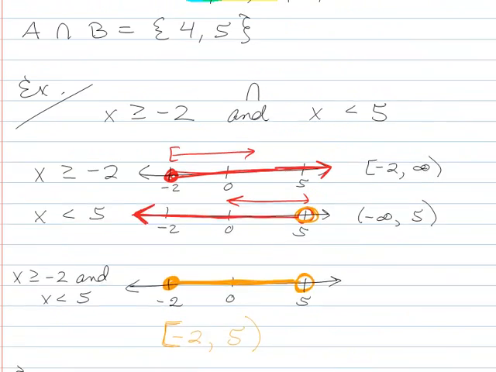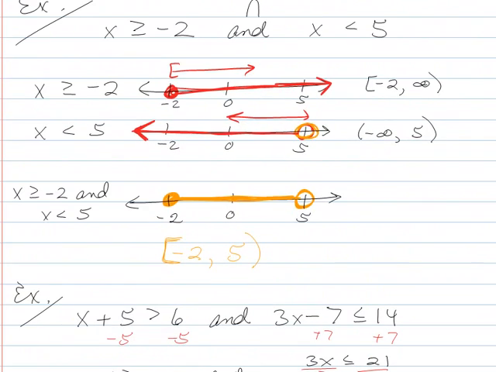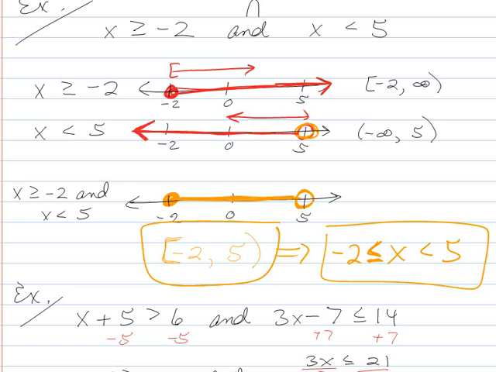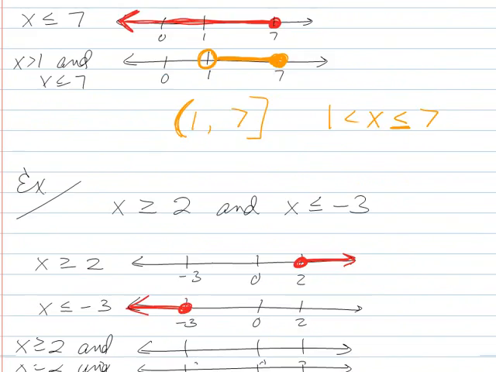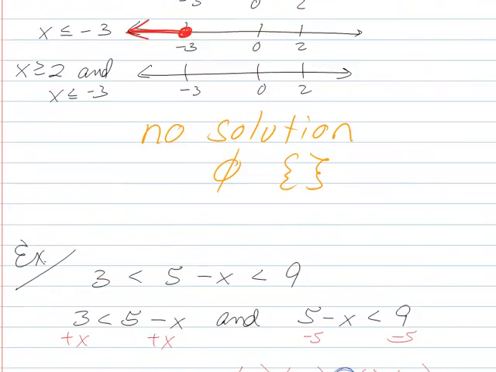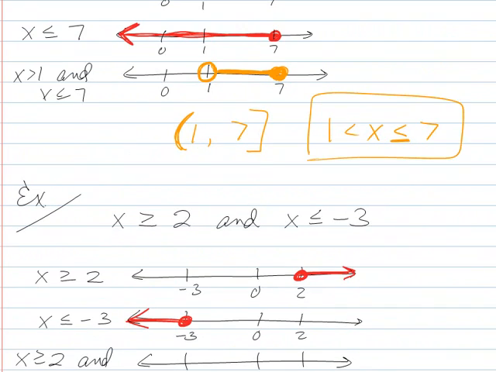Now, we could rewrite some of our previous answers. So like this one here, we could rewrite and say that x is between -2 and 5. It can actually be equal to the -2. So we can say x is between -2 and 5. That's another way to say that. This one here, we could say x is between 1 and 7, but it can actually be equal to the 7. That's another way to note that. Obviously, there's still no solution there. So this is just another notation they might ask you for.